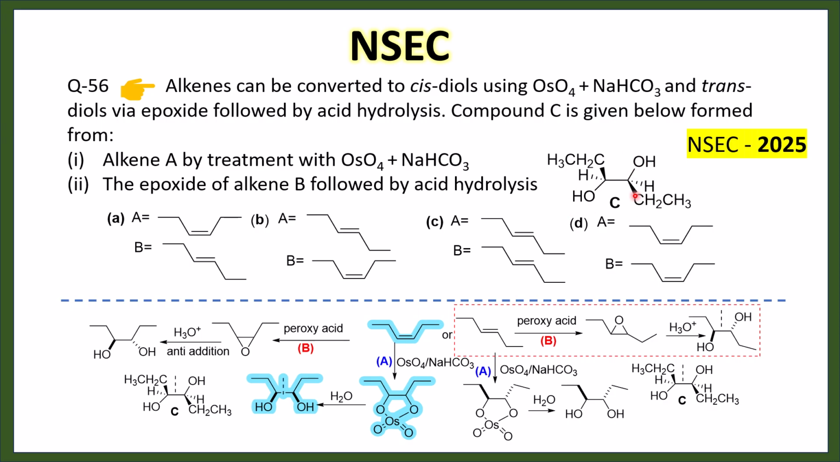So that means this alkene is not alkene B, because if it were alkene B, it would give this product C, but it does not give C, it gives a different product. So this cis alkene is not alkene B. Now let's do the trans alkene.